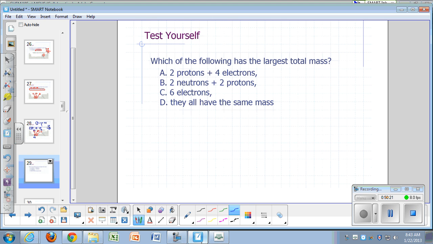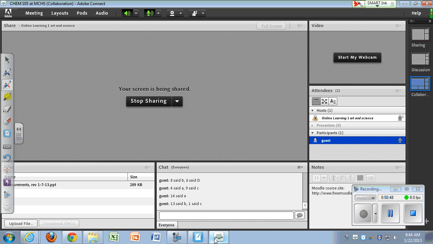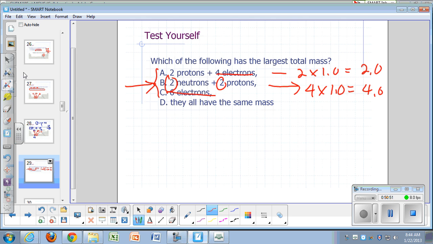Okay. So electrons, we say, contribute hardly anything to the mass of an atom. So of the three choices, you compare the first two. Protons, that's 2 times 1.0, so that's 2.0 atomic mass units. 2 protons and 2 neutrons, that's 4 nucleons, that's 4 times 1.0, that's 4.0. The correct answer is B. What was the popular answer? B. Very good.